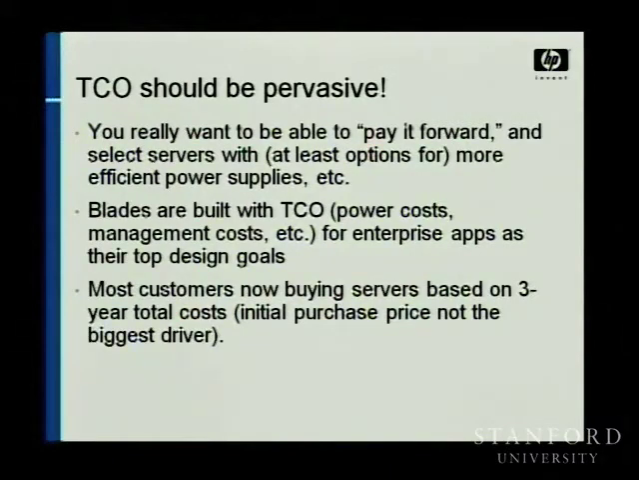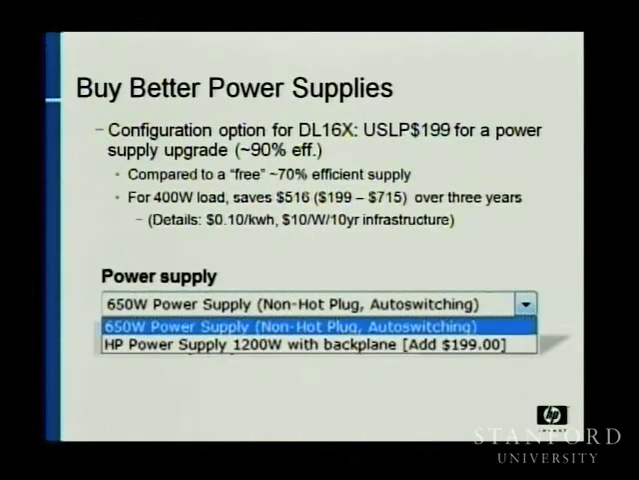Now, blades, which spend a lot of time on efficiency of a group of servers, both power efficiency and human efficiency, are all about this TCO calculation and not so much about initial purchase price. So they're more expensive up front, but they pay for themselves for certain applications, typically enterprise applications. And so let's go to that one example.